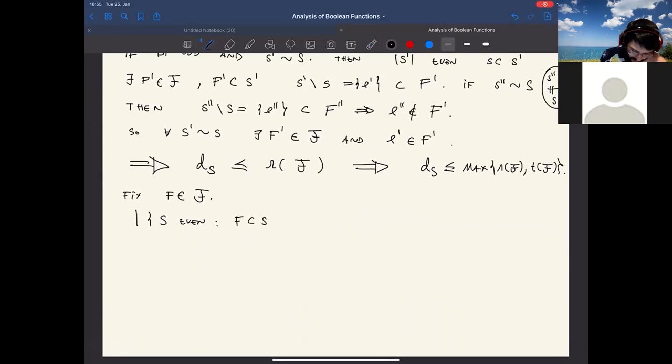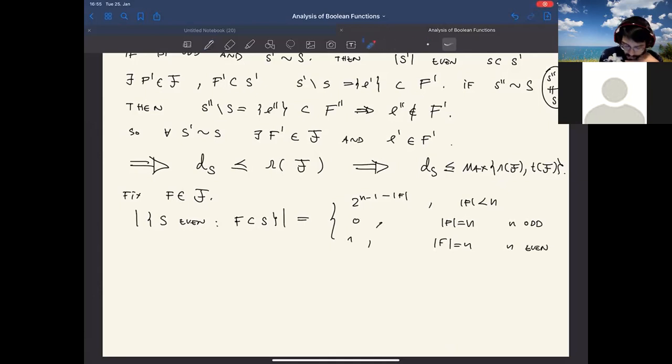And if I look at all the sets that contain this particular set F, what's this number? Well, it's easy to deduce, and we'll leave it as an exercise. This is what happens. It's 0 if you have cardinality n, and n is odd, and 1 if you have cardinality n, and n is even. Because we want to know the sets that contain my set F.